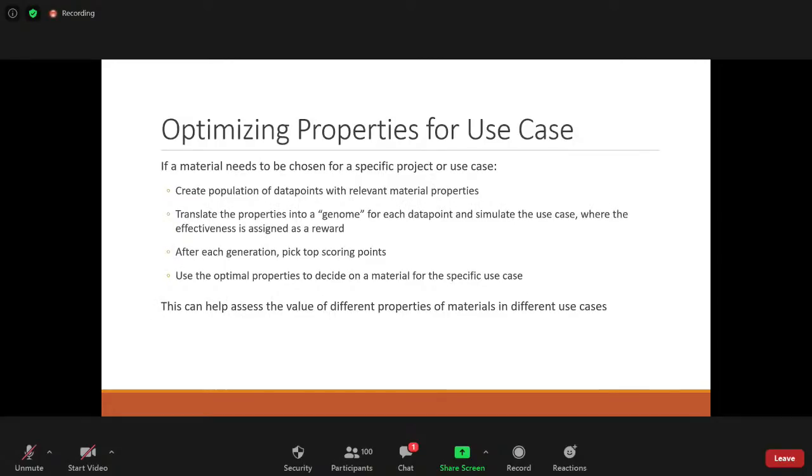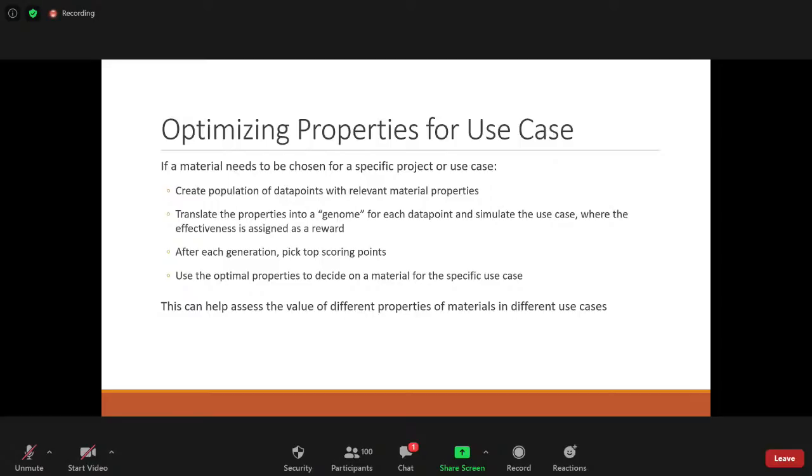So then, another situation where we could use machine learning in material sciences is if you're optimizing the material's properties for a use case. If a certain material needs to be chosen for a specific project or use case, we can create a population of data points with those relevant material properties, right? Essentially, we can emulate a genetic algorithm type of machine learning algorithm, where we create a set of agents, each of which represents a different set of properties. By converting these properties into a genome, we can use material science simulations to simulate these properties in that use case. By doing so, we can also identify the top performers of each kind of property, and we can use this to decide what material might work well for a specific use case.